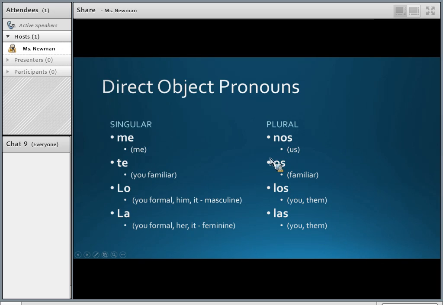Then we also have nos and os. These also refer to, if the noun we're talking about is a person, then if it was him, that would be lo. If it was her, it'd be la. Or over here, if we had a group of boys we were talking about, or a group of they, right? They'd go with los. If it was a group of girls, it'd be las.